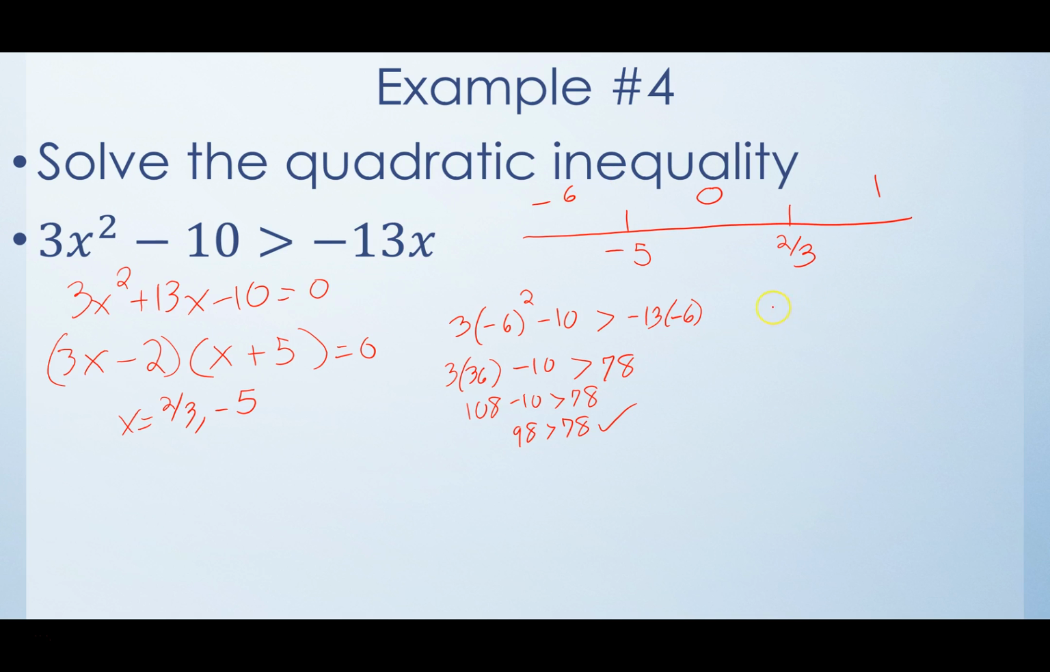We then try the 0. 3 times 0 squared minus 10, greater than negative 13 times 0. We get 0 minus 10 greater than 0, negative 10 greater than 0. That's false. So the middle region doesn't work.